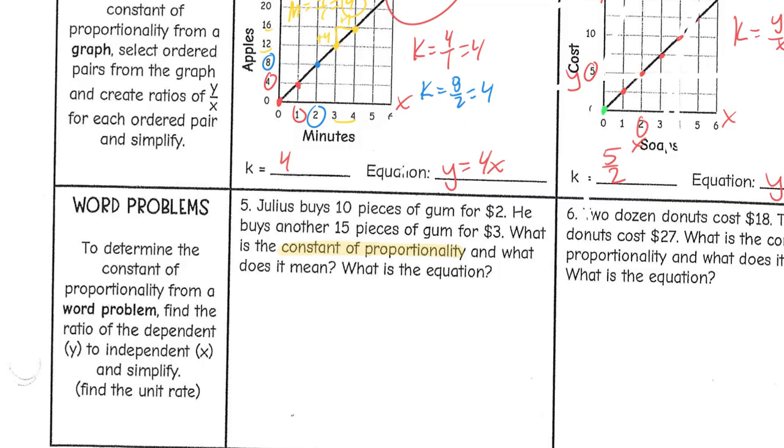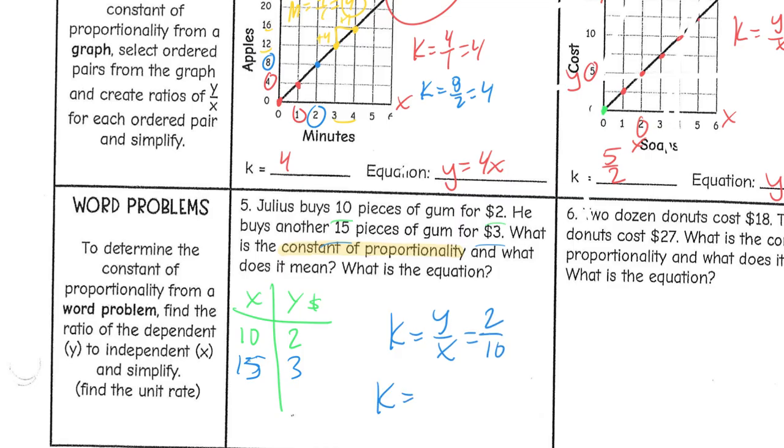So if you want to, you make your table. x, y. Remember to always make money y. So here we have 2 and 10. Or we can do $3 for 15. Whichever one you want to do. But regardless, k is going to be y over x, which is either going to be 2 over 10, or it's going to be 3 over 15.